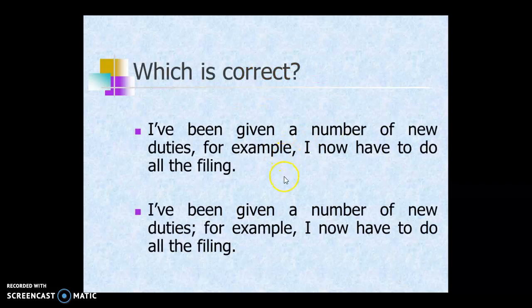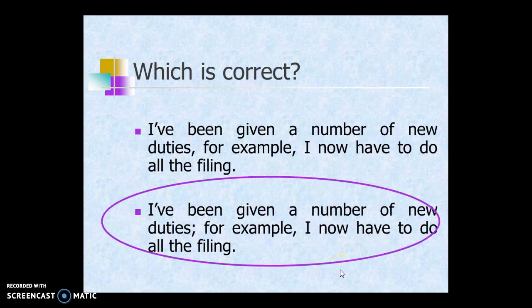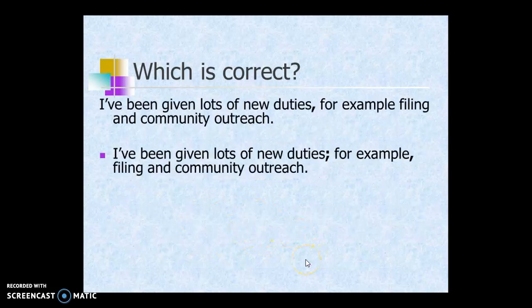Which one is correct? I've been given a number of new duties. For example, I have to do all the filing. I've been given a number of duties, semicolon, for example, comma, I now have to do all the filing. You're right, the second one. Why? Because of what we studied in the previous class. We have an independent clause after the transitional word, for example, so we need semicolon, for example, comma.